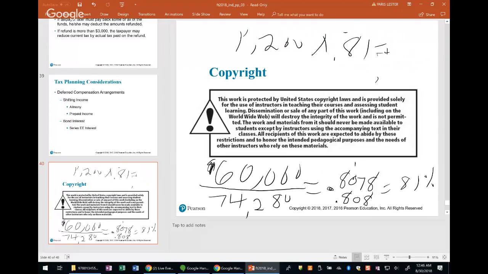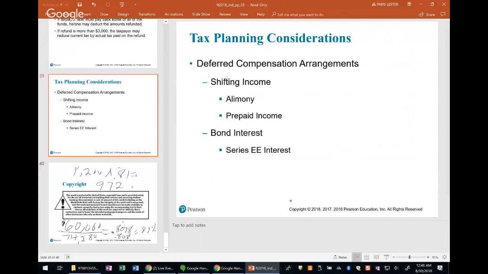How much? 972. Now, that's the amount you will not be taxed on because you paid for that. Now subtract 972 from 1,200. $200 and what? That's what you're taxed on. Now that's what the annuity table is for, and that's what that example is for.